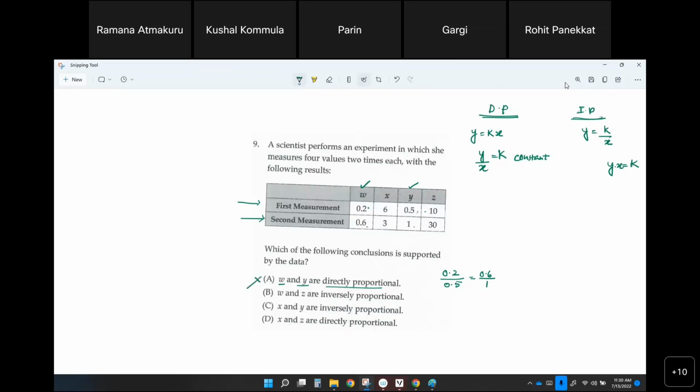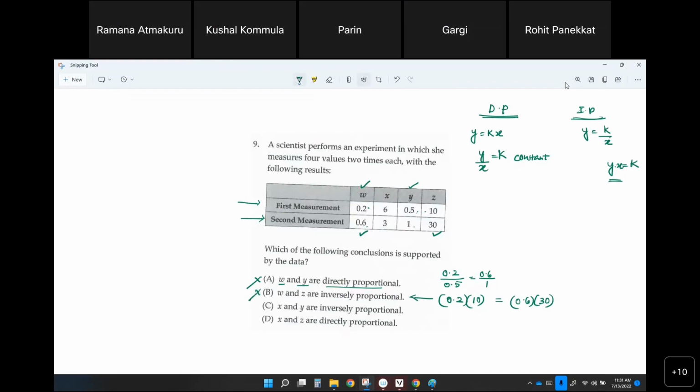How about next? W and Z are inversely proportional. In the inversely proportional, the product is the constant. So for W and Z, the product is constant. So 0.6 times 10, is it equal to 0.6 times 30? Is that a true statement? On the left side it is 2, on the right side it is 18. So that doesn't work.